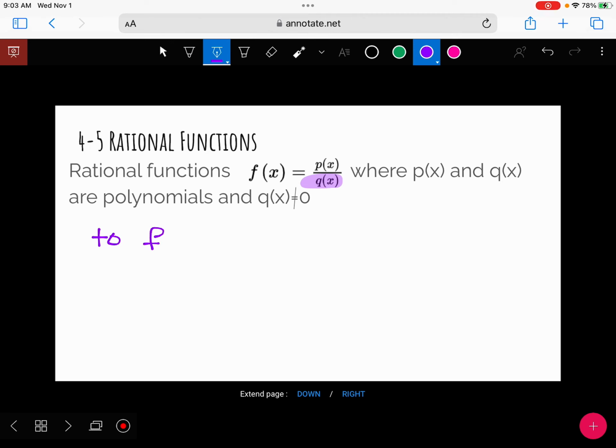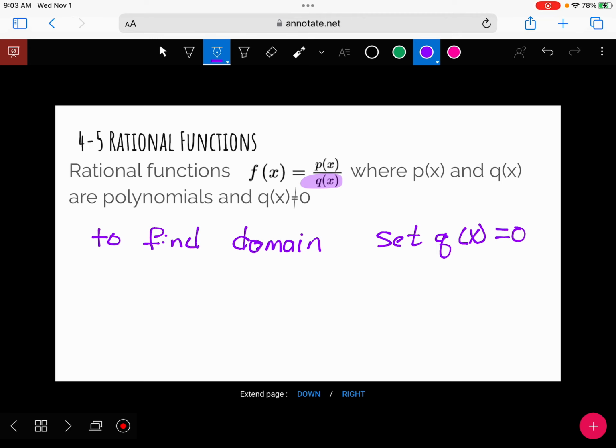To find our domain, we're going to set our Q of X, our quotient, equal to 0. We're going to have to solve and figure out where that is. And then it's going to be everything but that.